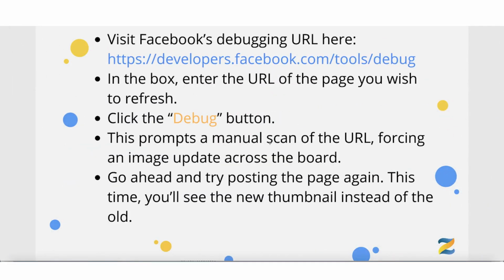Visit Facebook's debugging URL here, developers.facebook.com/tools/debug. In the box, enter the URL of the page you wish to refresh. Then click the debug button. This will then prompt a manual scan of the URL, forcing an image update all the way across the Facebook board. And at that point, go ahead and try posting the page link again. This time you'll see the new thumbnail instead of the old one, the new image instead of the old one.